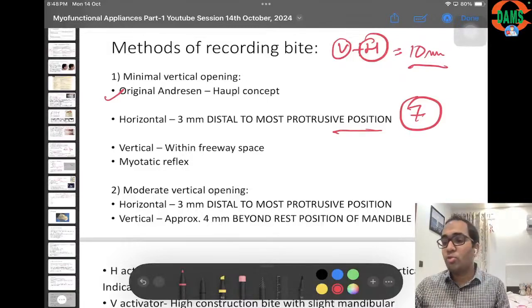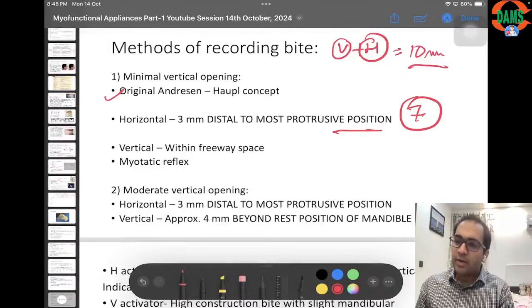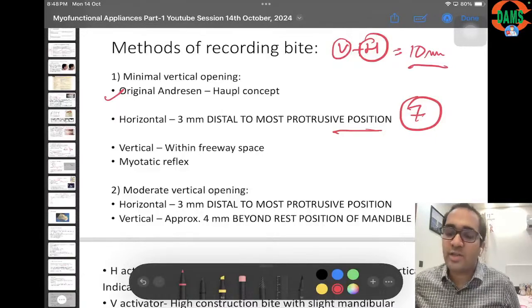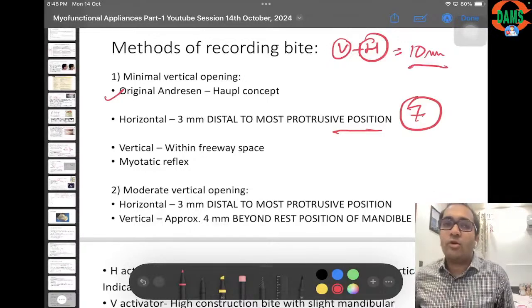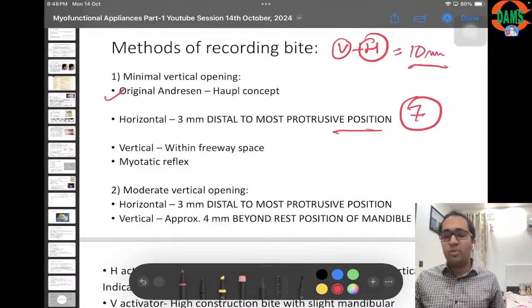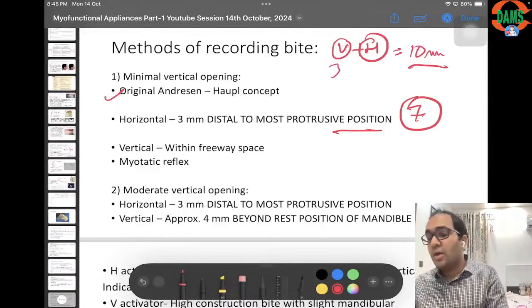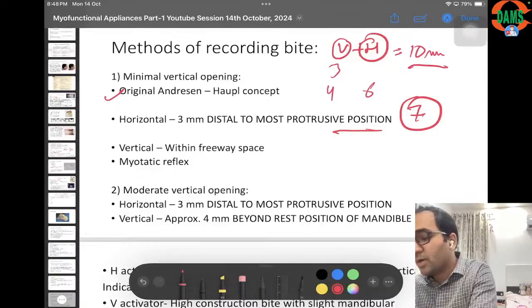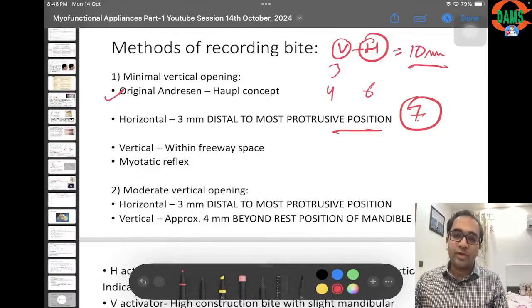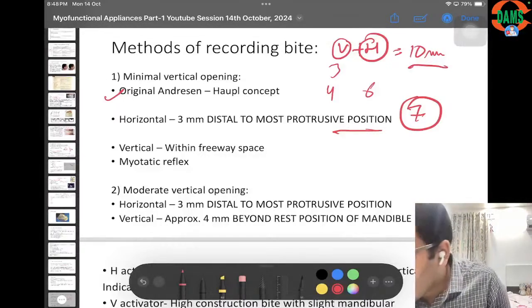That is known as the rule of 10 for recording a bite of a functional appliance, that is, the sum of the vertical plus horizontal advancement should be equal to or less than 10 mm. It should not be more than that. So अगर हमने horizontal advancement 7 mm का किया तो vertical हमारा 3 होगा, horizontal हमने 6 किया तो vertical 4 या उससे कम हो, depending on that. Okay.